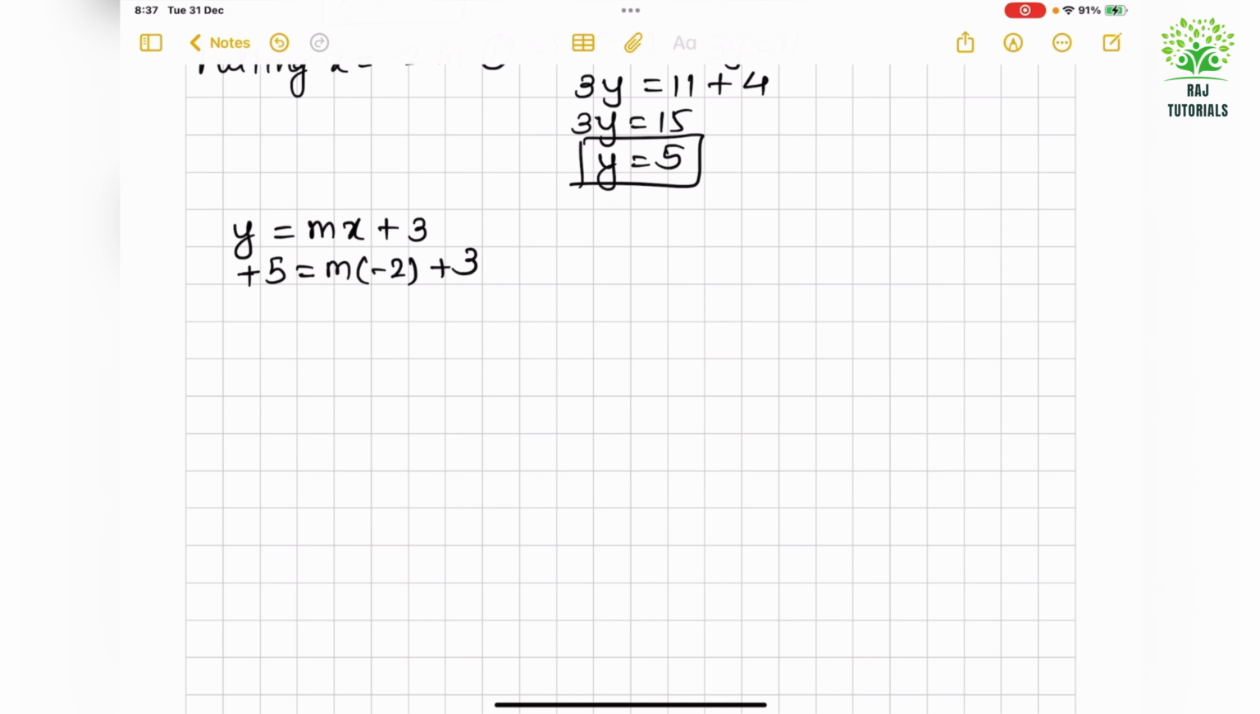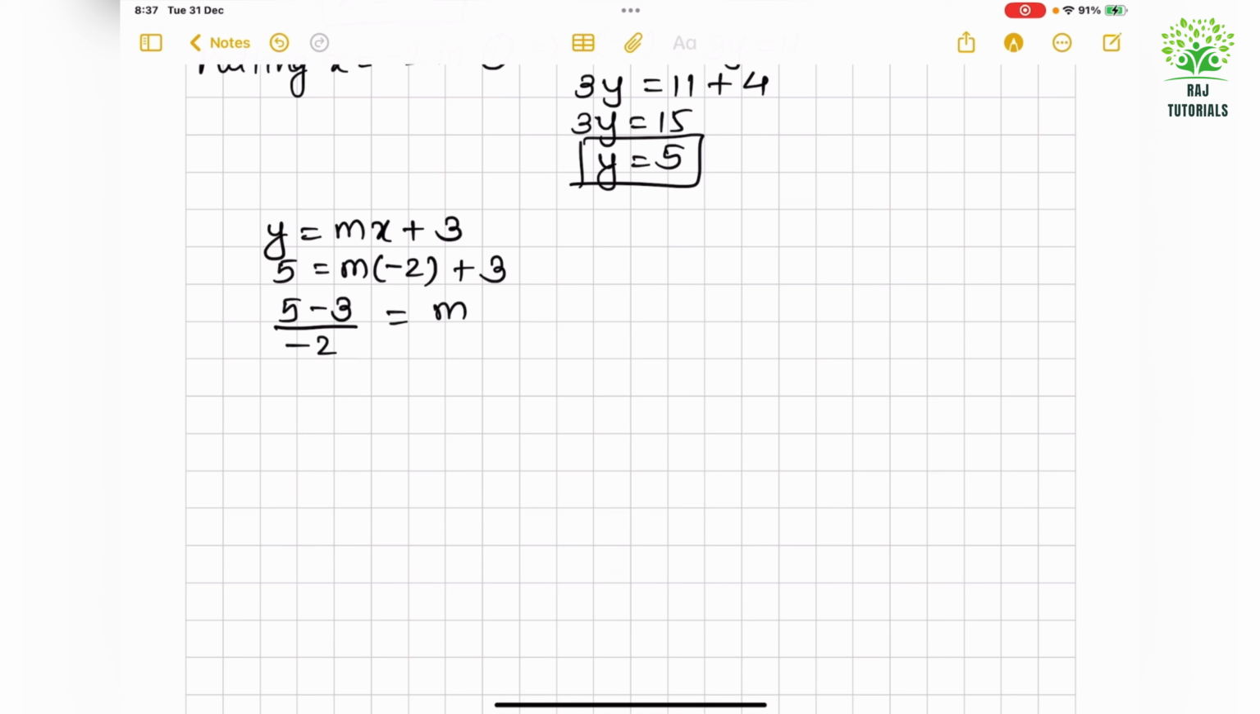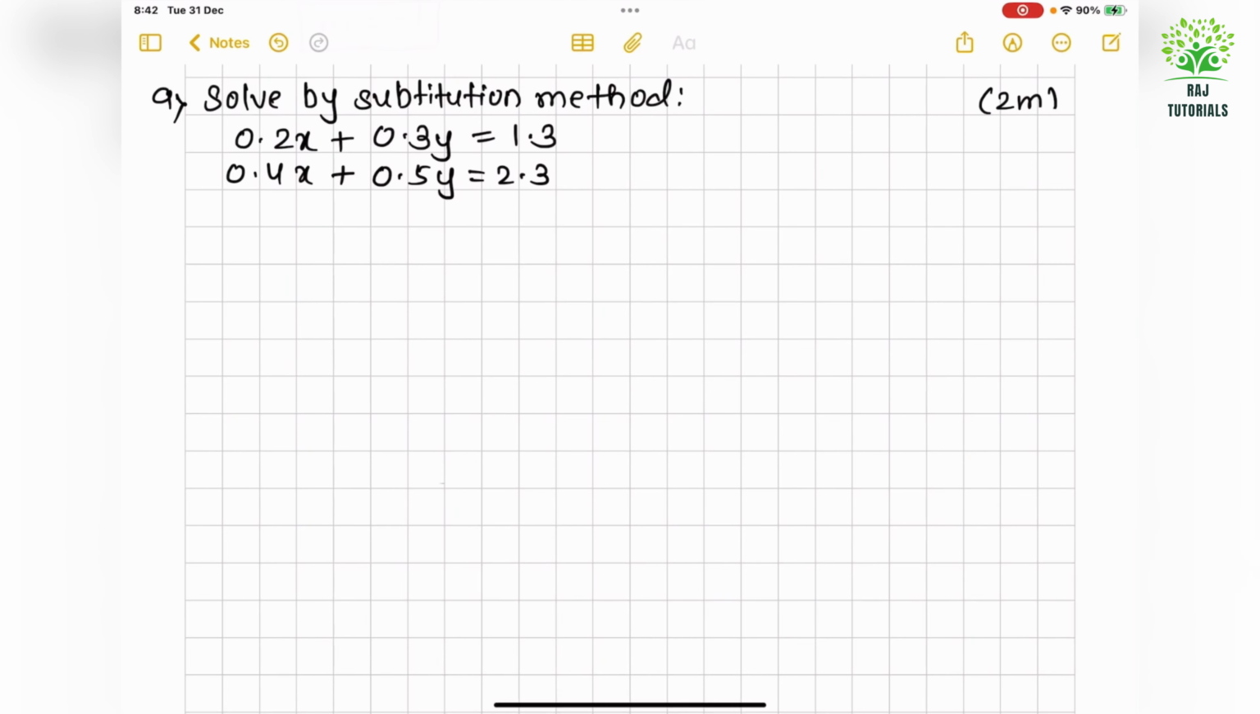Now putting the value in y equal to mx plus 3. So y is 5, x is minus 2, plus 3. So 5 minus 3 upon minus 2 will be equal to m. So 2 upon minus 2 will be m. So m will be equal to minus 1. Hence I got the value of m.